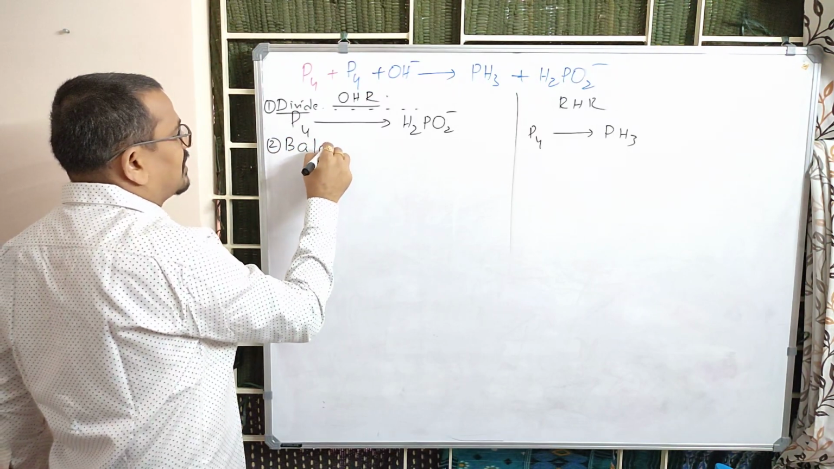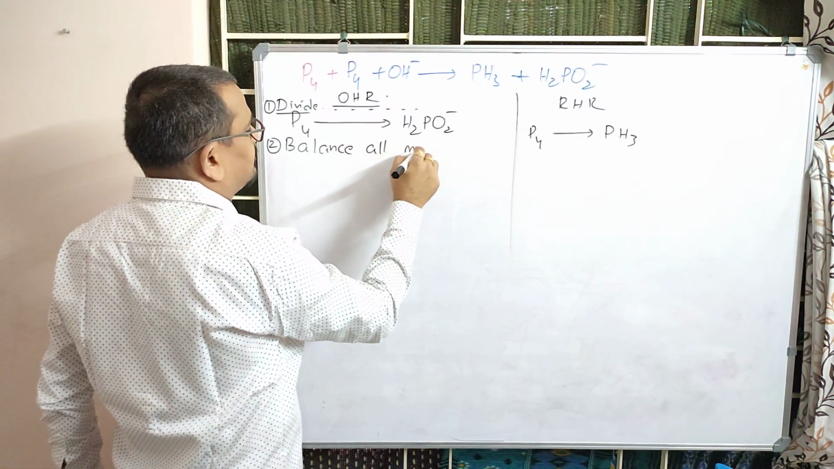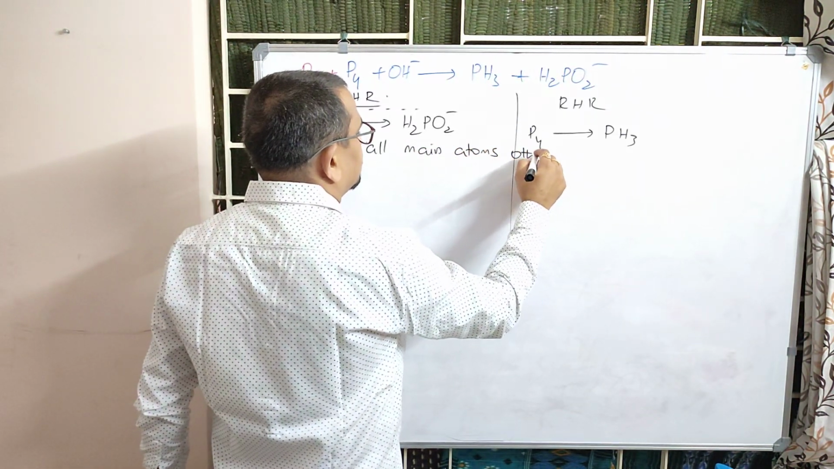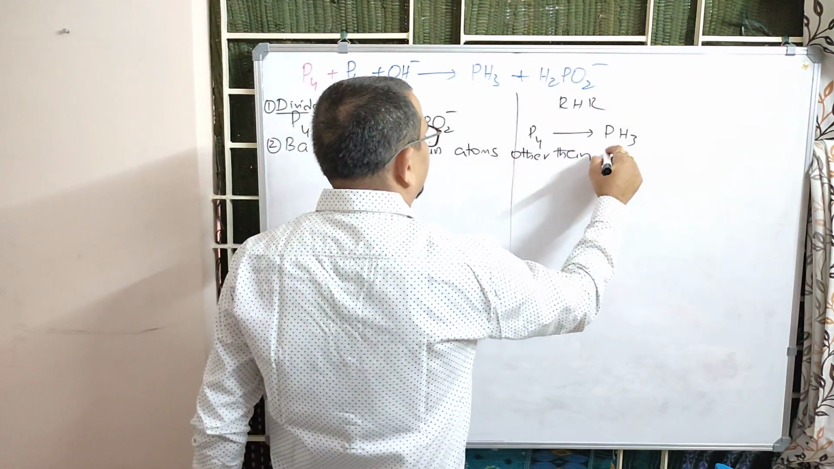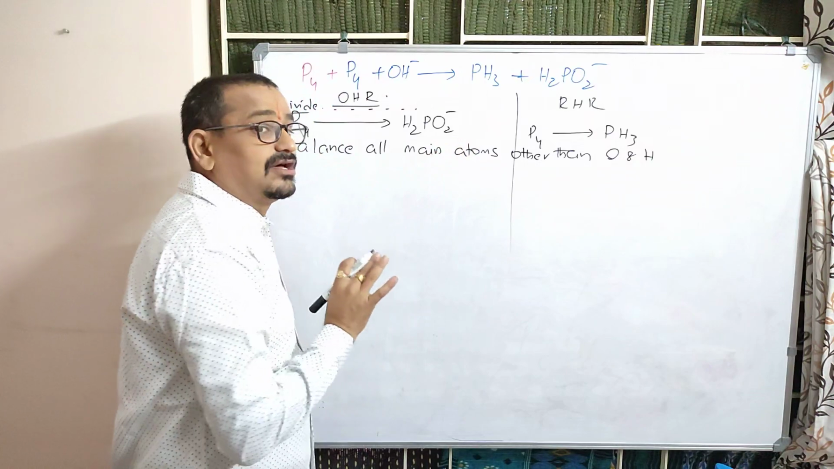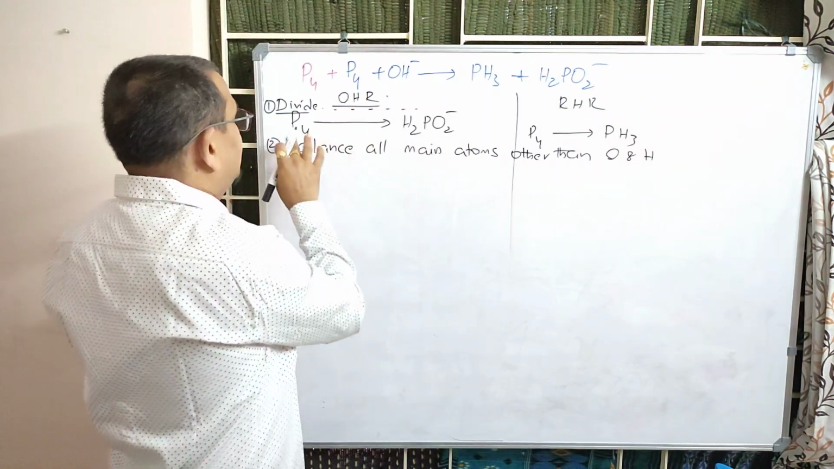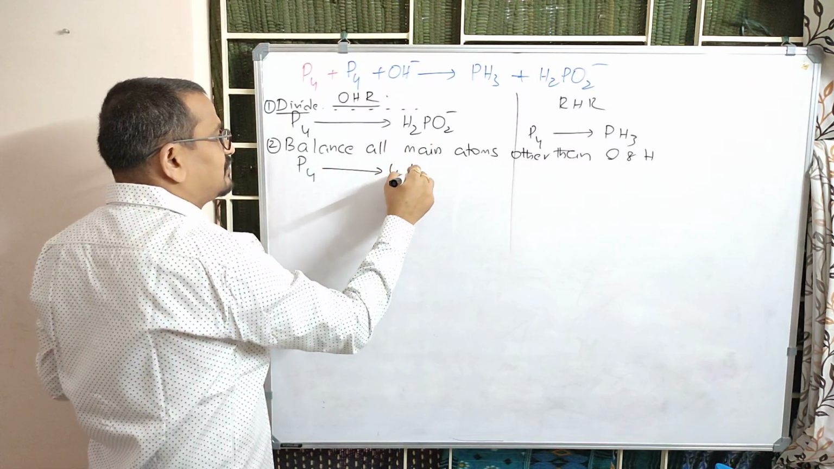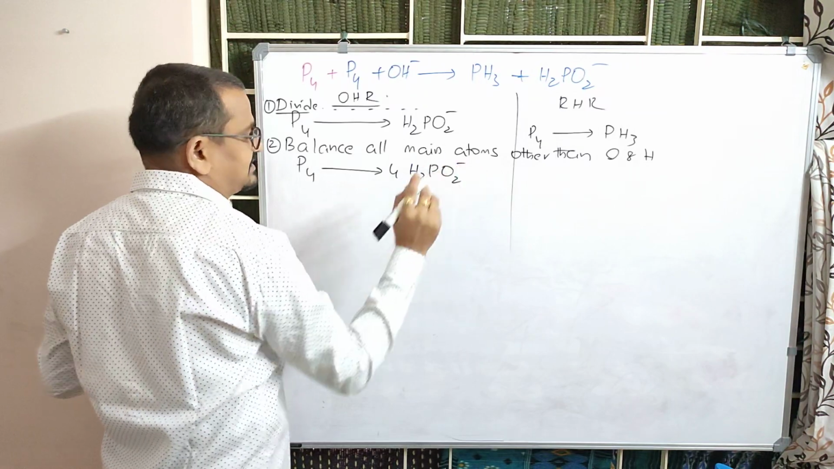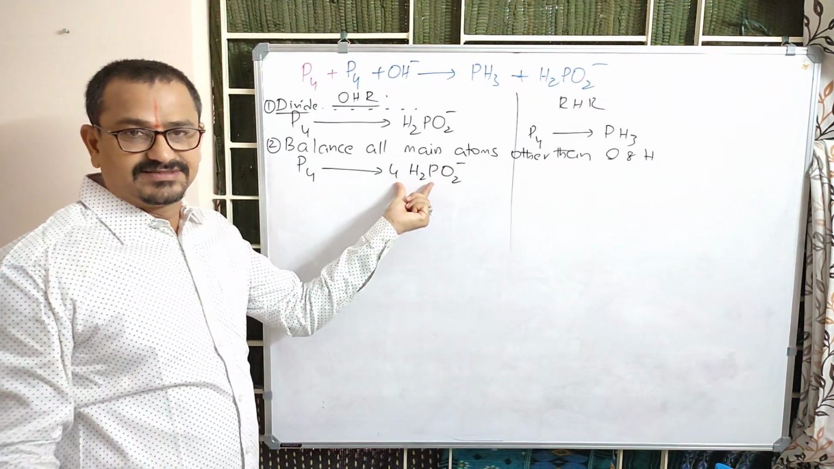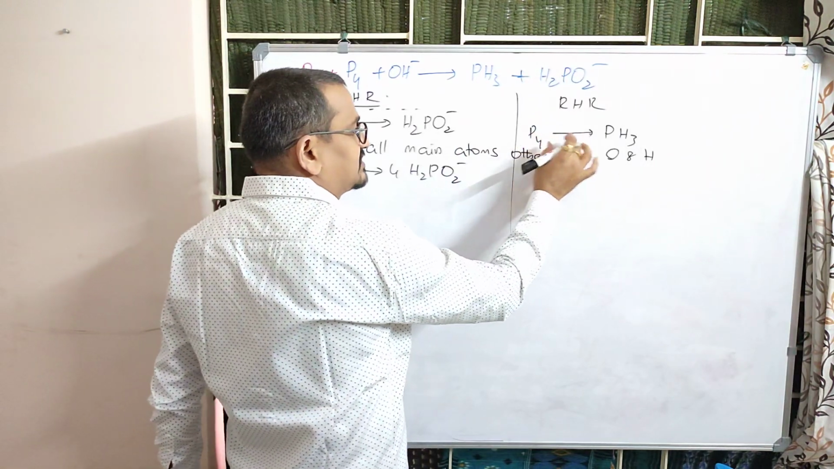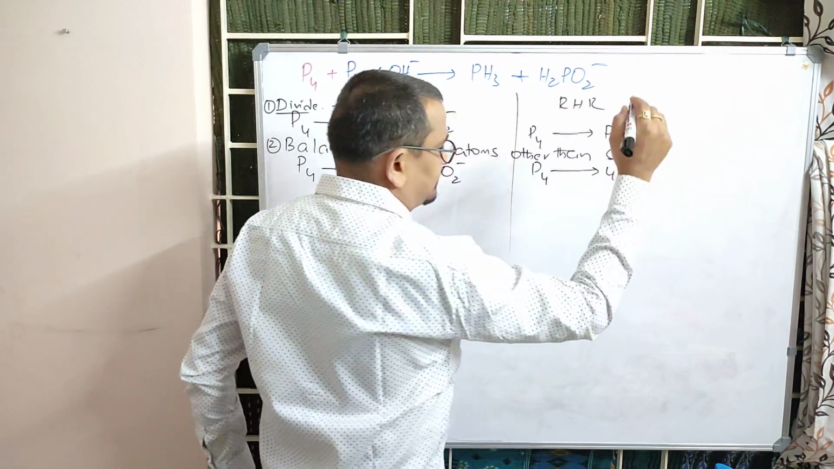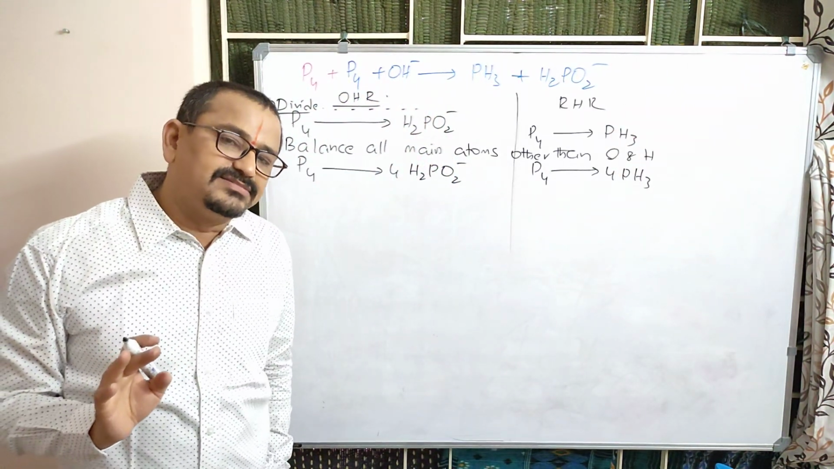Balance all main atoms other than oxygen and hydrogen. Except oxygen and hydrogen, the rest are all to be balanced. Here 4 phosphorus are there, here only 1 is there. To make them equal, P4 giving rise to 4 moles of H2PO2 minus. 4 phosphorus, 4 phosphorus. Similarly, here also 4 phosphorus are there, here only 1 is there. To make them equal, P4 giving rise to 4 moles of PH3. So main atoms are balanced.